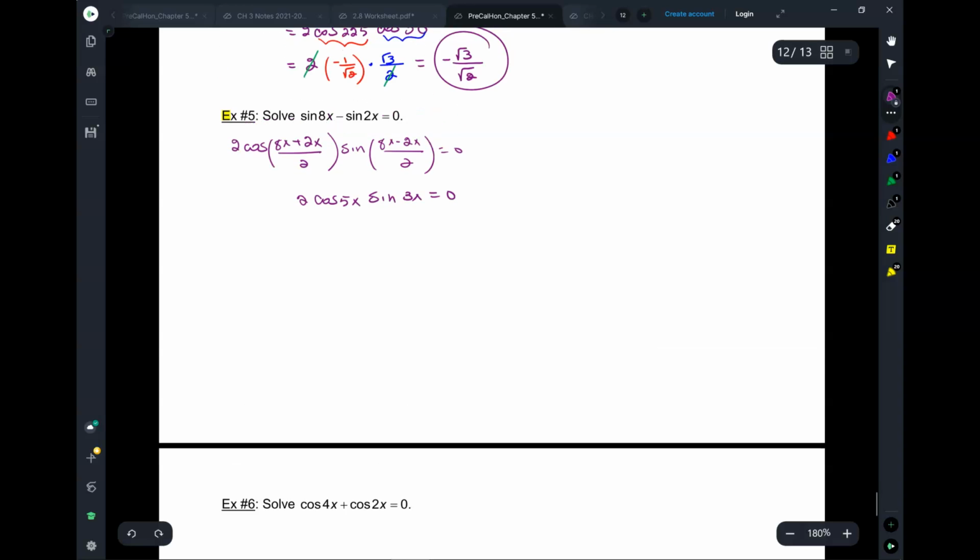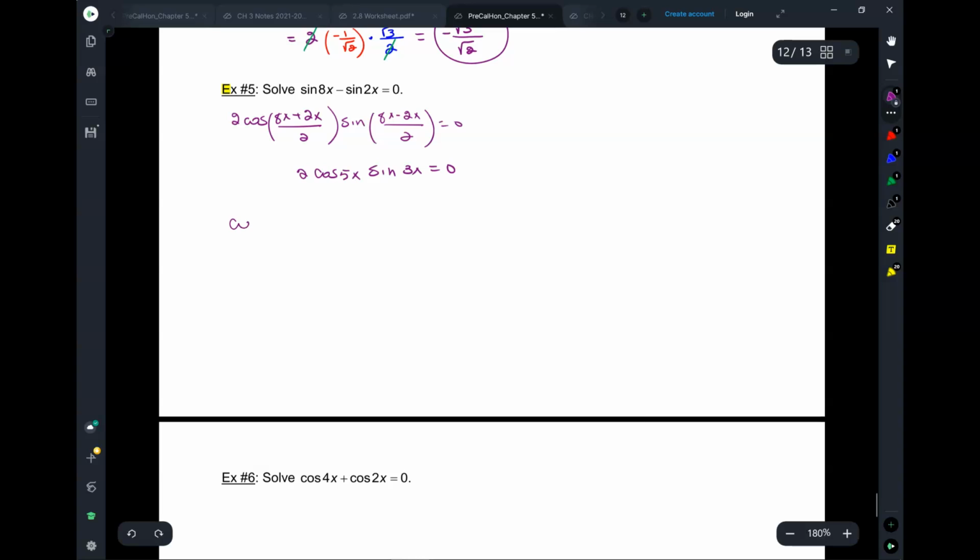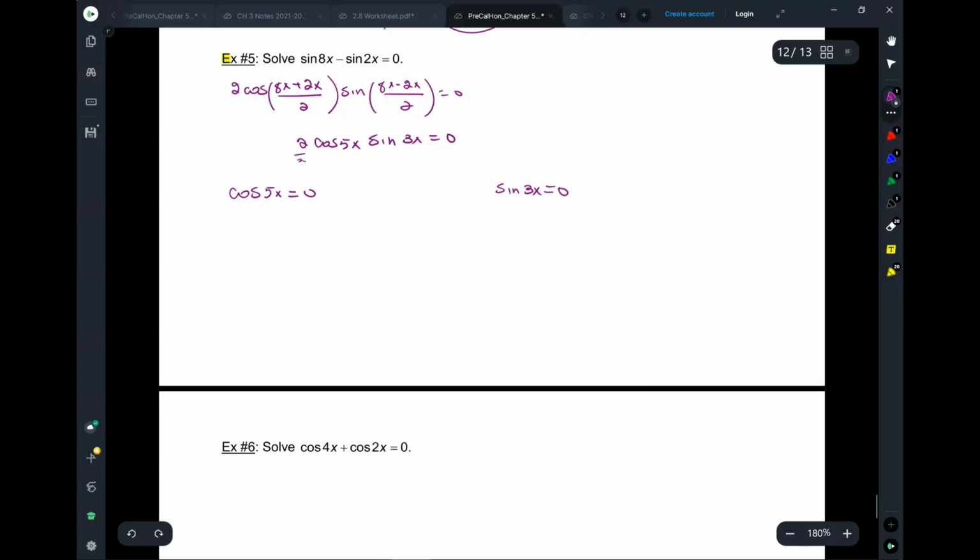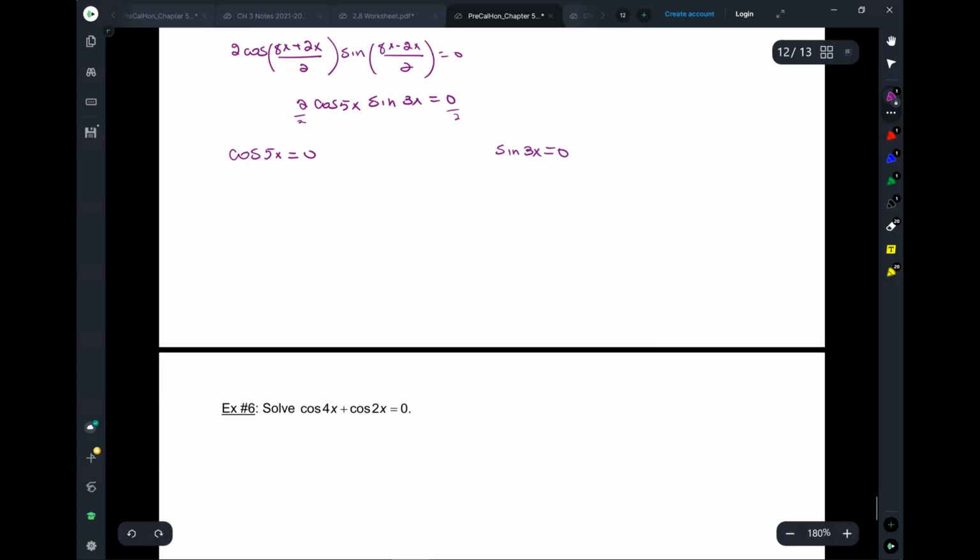So what is it that we have here? We have cosine 5x equal to 0, and we have sine 3x equal to 0. All right? Wait, I'm sorry. Did you just forget the 2 then? Well, no, we divide both sides by 2 so it goes away. Okay? So now, what is this telling us?